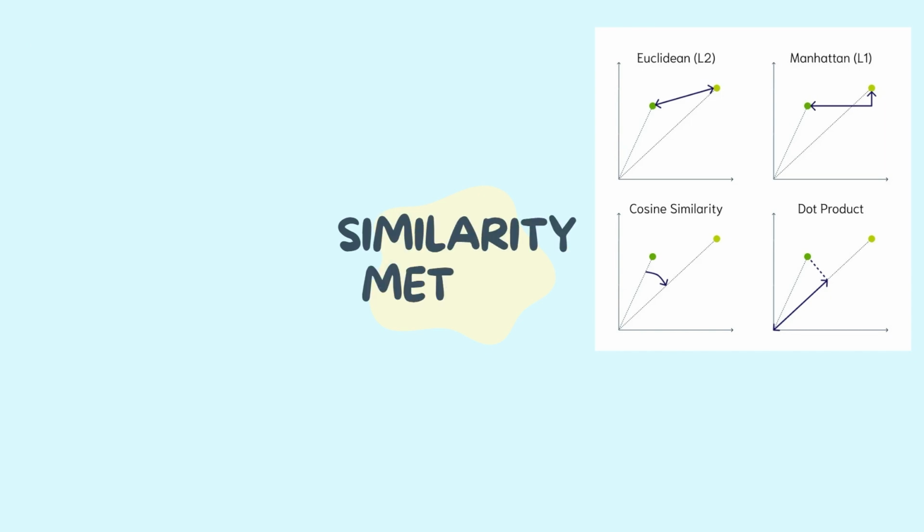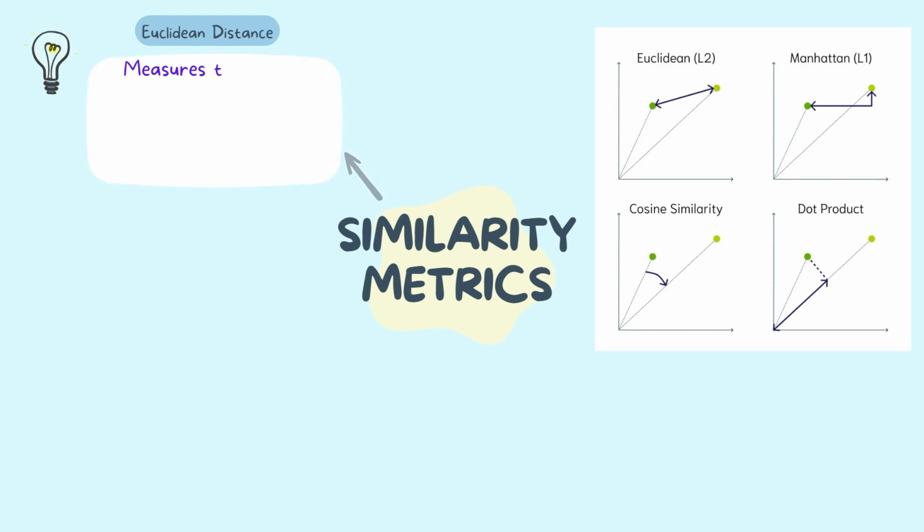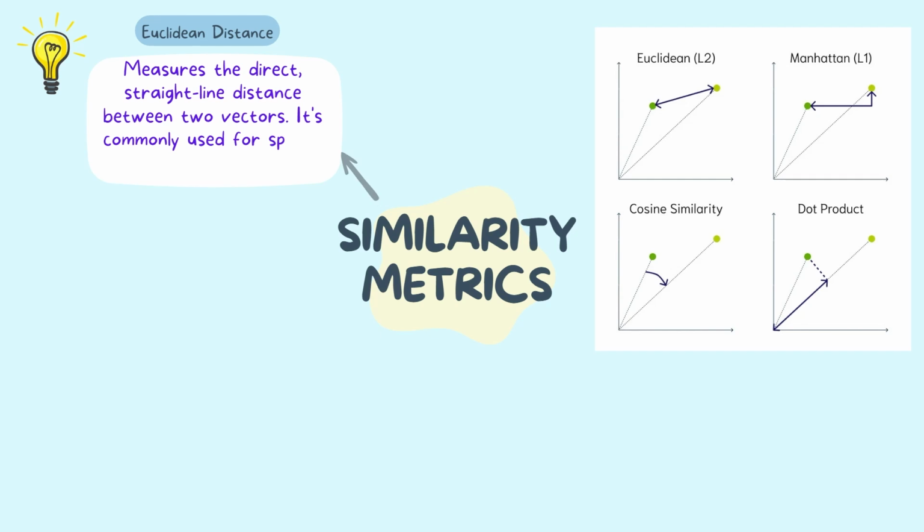And I want to show you similarity metrics. We have multiple algorithms for using similarity metrics. One is Euclidean distance. This method measures the direct straight line distance between two vectors. It's commonly used for spatial data and vector space. In the image, you can see this method.